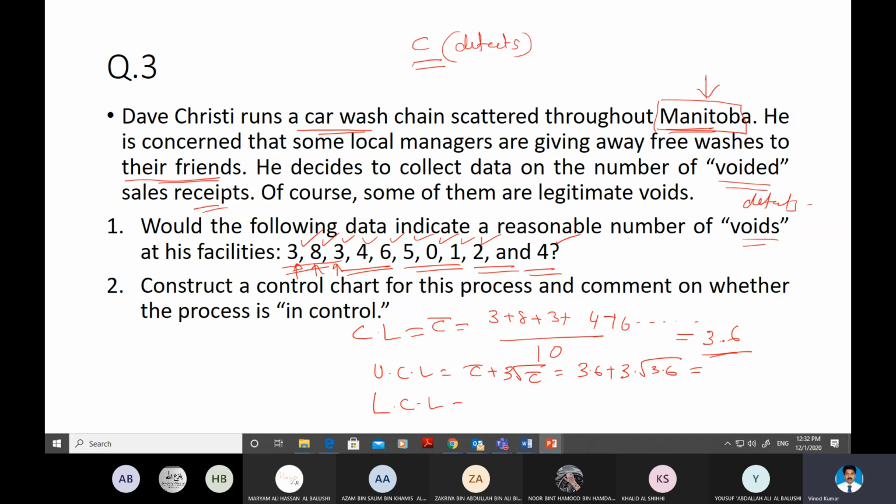Similarly, the lower control limit is C bar minus 3 times the square root of C bar. So 3.6 minus 3 times the square root of 3.6. What are the values of the upper and lower control limits? The first one is 9.29. The second one is minus 2.09. So we take it as 0, correct? Okay.